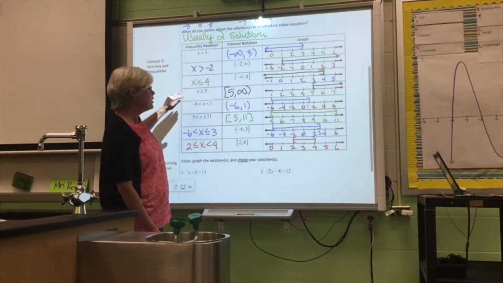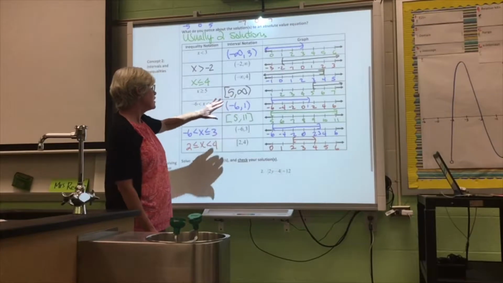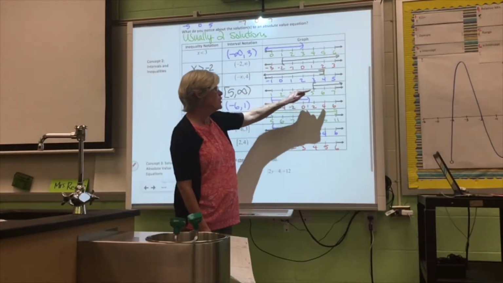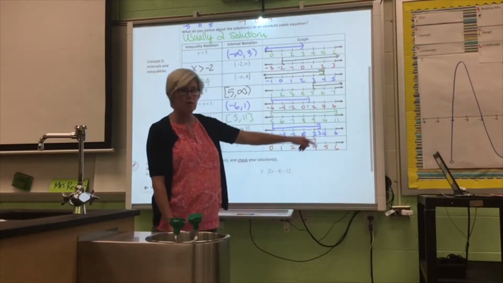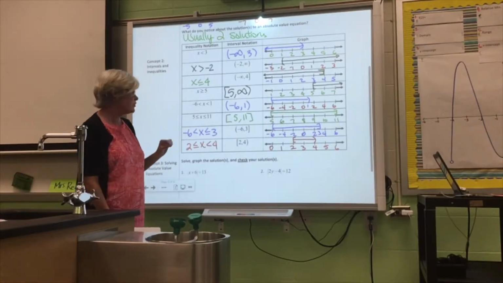X is greater than or equal to 5 would be from 5 to infinity, bracket on the 5 going to the right. All right, these 4 might have been a little bit more difficult.